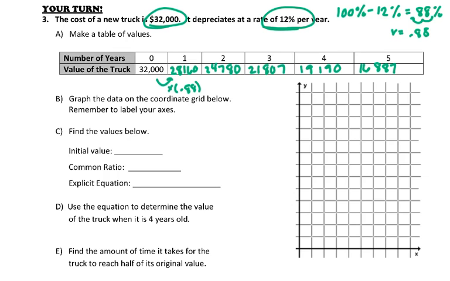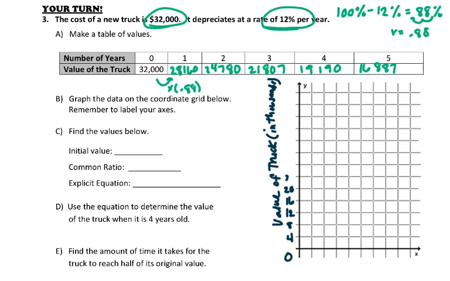So I'm going to label again. My dependent on the y-axis is going to be the value of the truck. It's usually whatever we're actually measuring over time. And just like last time, I'm going to put in thousands, so I don't have to worry about writing out a bunch of zeros on my axis. Okay. And this time I'm going to go by fours instead of twos, 4,000s, because this one gets a little bit higher than our last one.